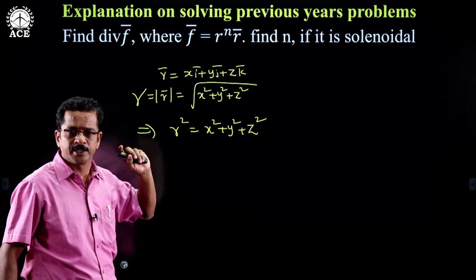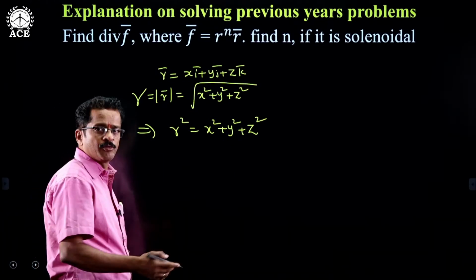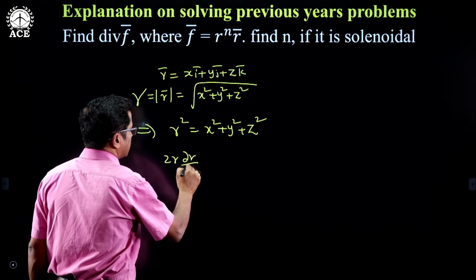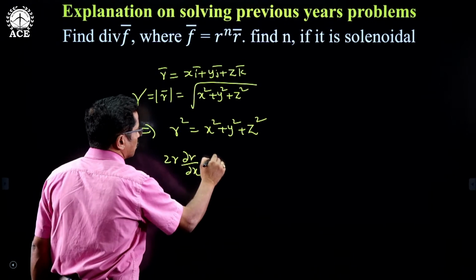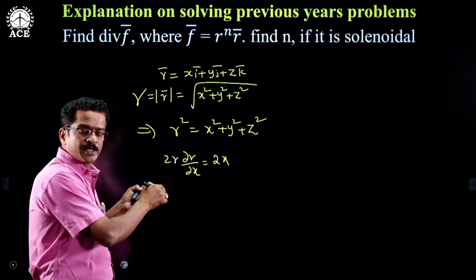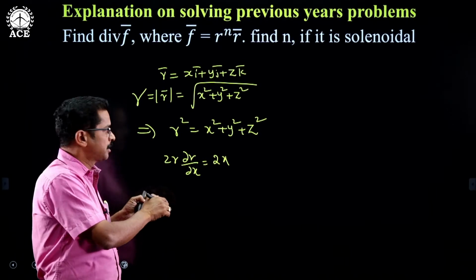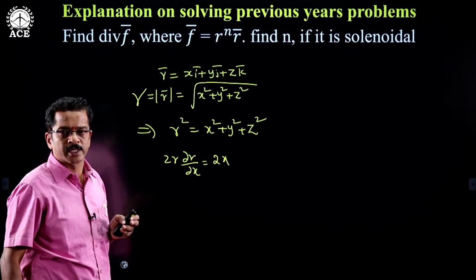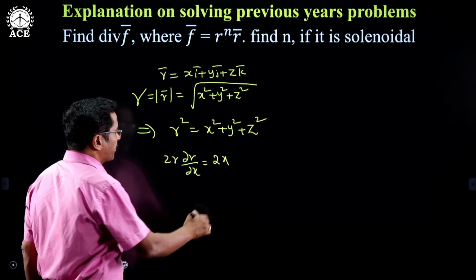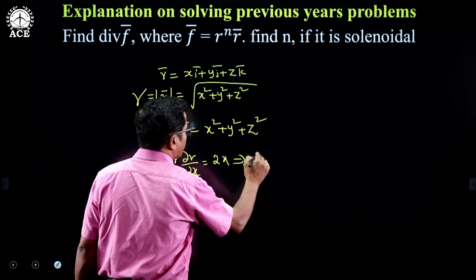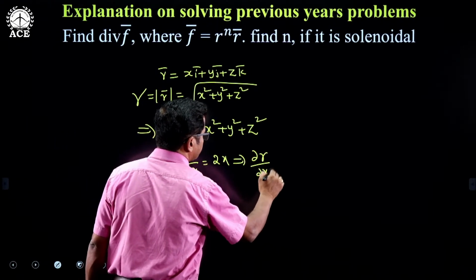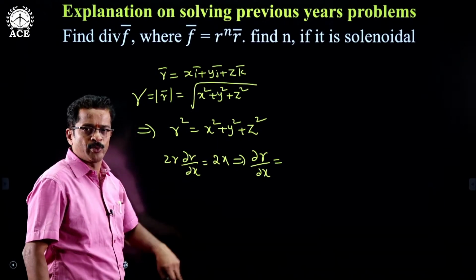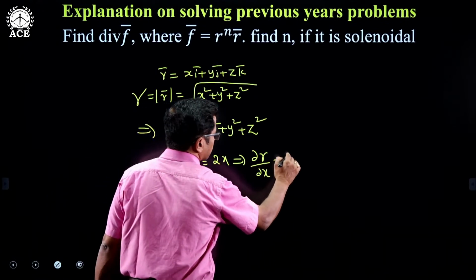And what happens? Let us see. Differentiation of r square with respect to x: 2r dou r by dou x is equal to 2x only, because I am doing differentiation with respect to x. So r square differentiation is 2r, dou r by dou x, equals 2x, x differentiation is 1. So from this, what can you write? Dou r by dou x equals, take 2r that side, 2x by 2r is left, that is x by r.